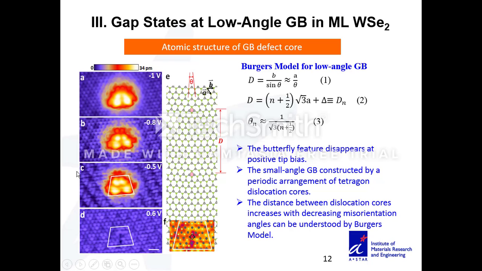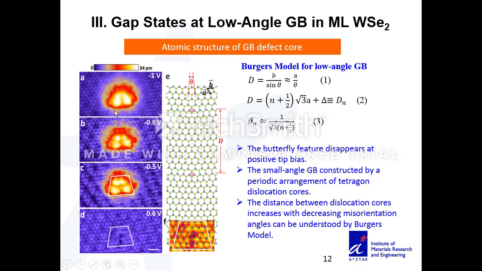So here we again do some bias-dependent scan images. We vary the scanning tip bias from -1 to -0.8 to -0.5 and then 0.6. So you can see that this butterfly feature only appears at negative tip bias, and disappears at positive bias.